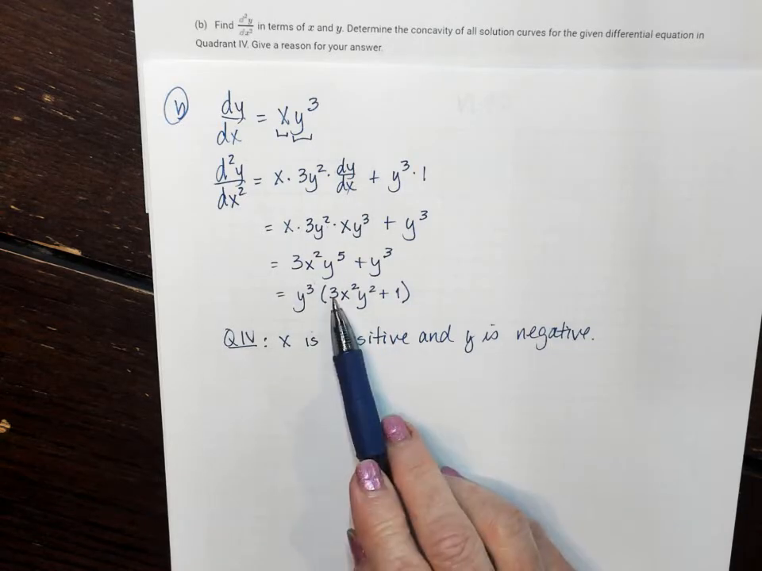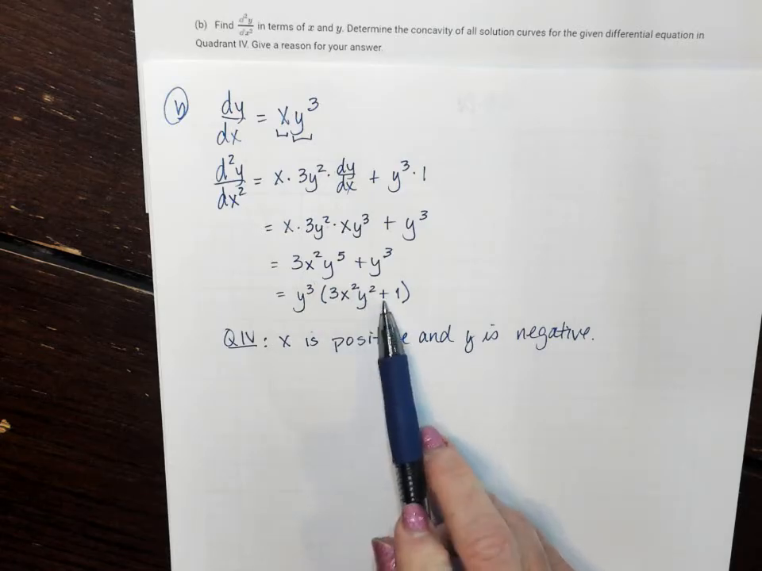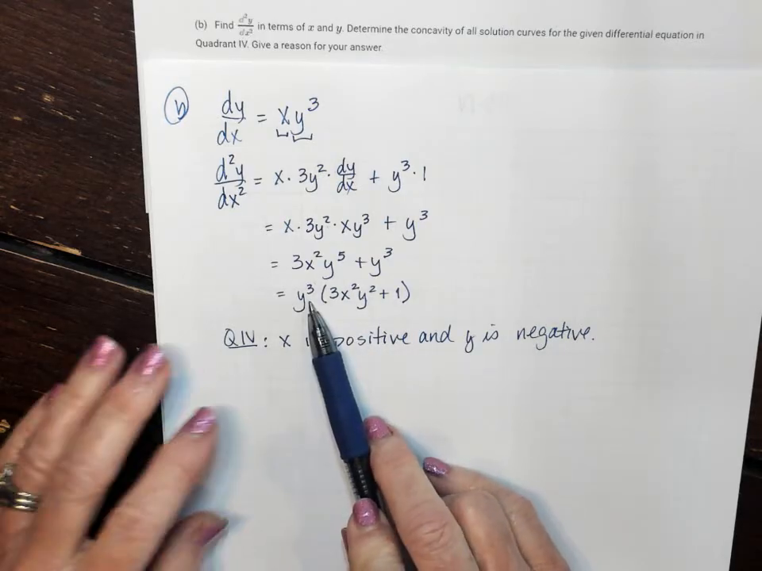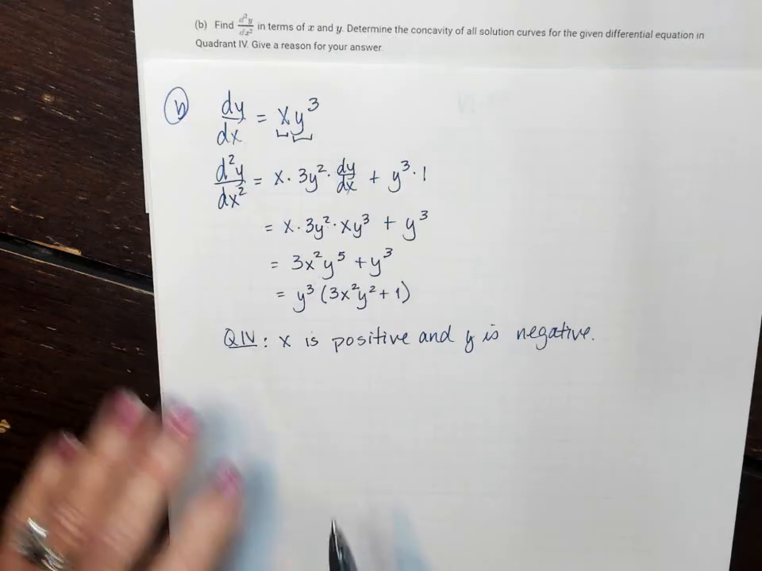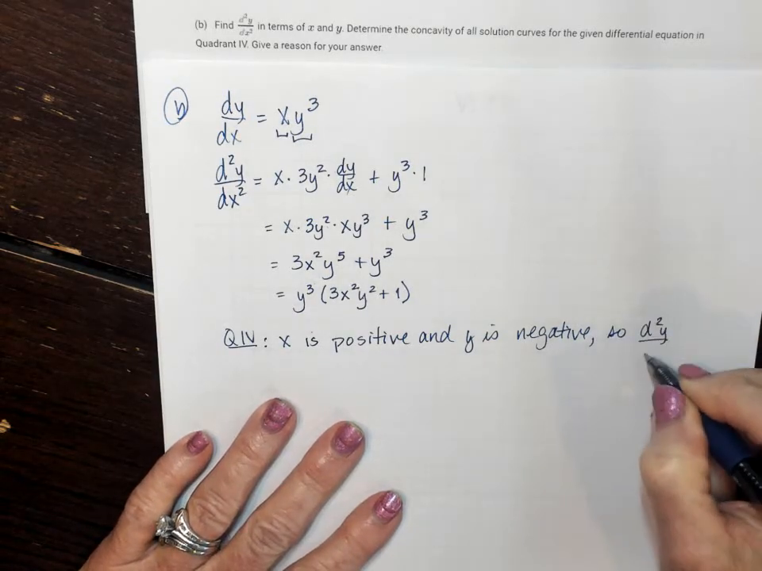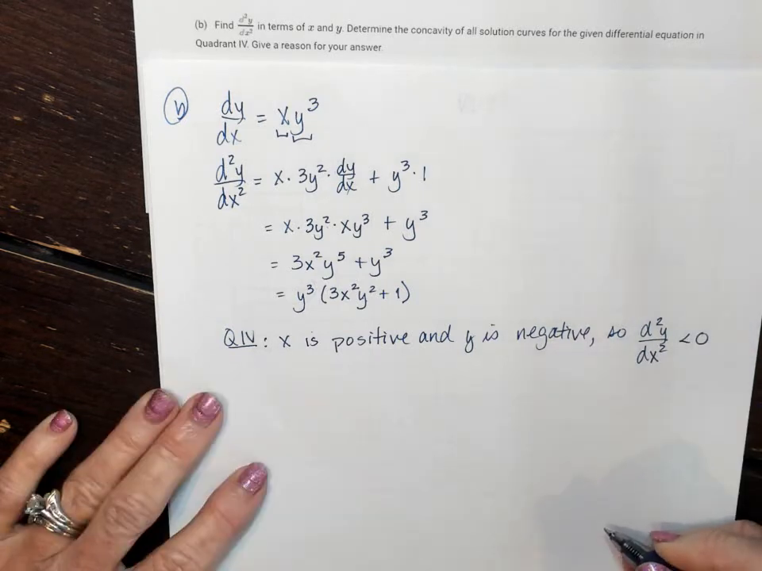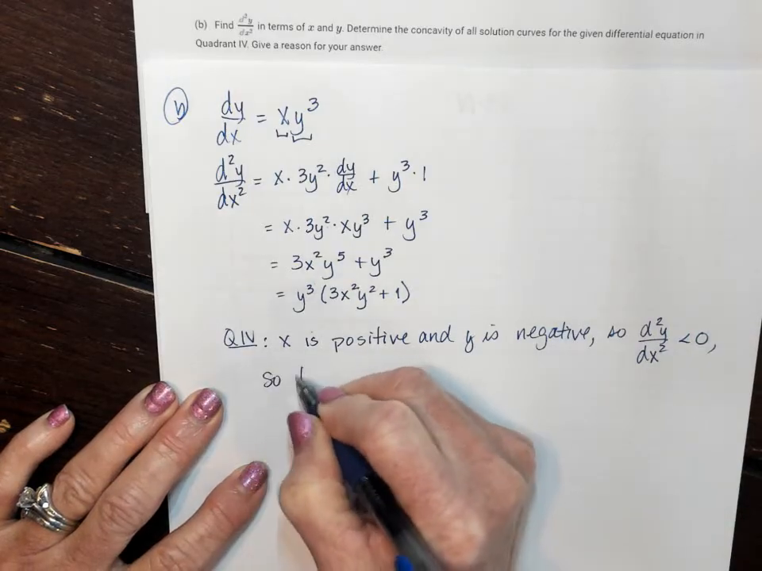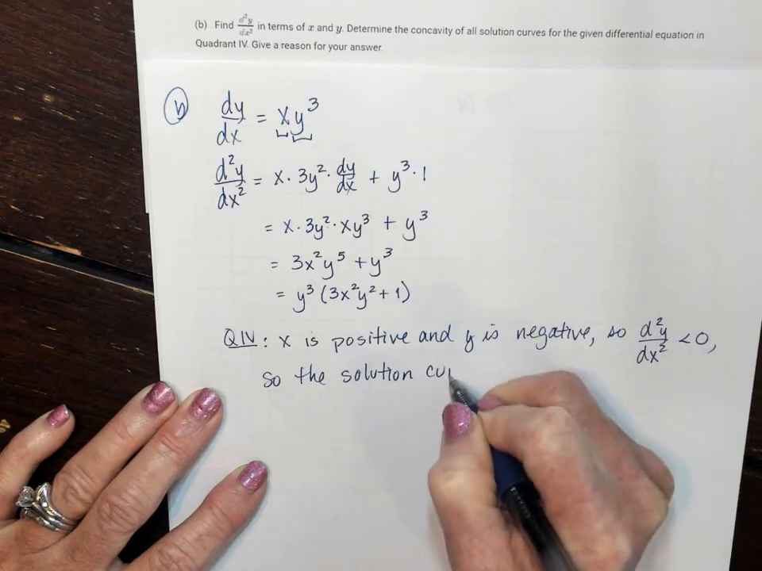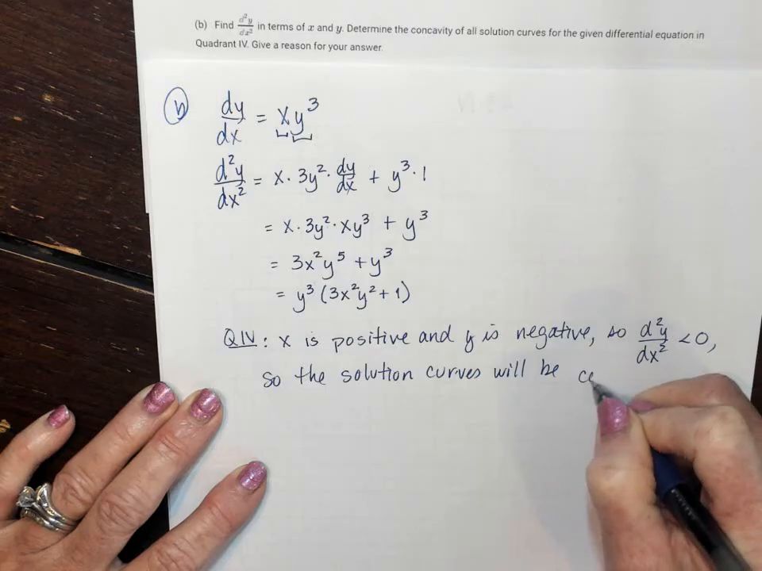Inside of here, 3x squared is going to be positive. Y is negative, I'm going to square it. That's going to turn positive, and then add 1. So all of this is positive, and this piece is negative. So d squared y over dx squared is negative, or less than 0. So the solution curves will be concave down.